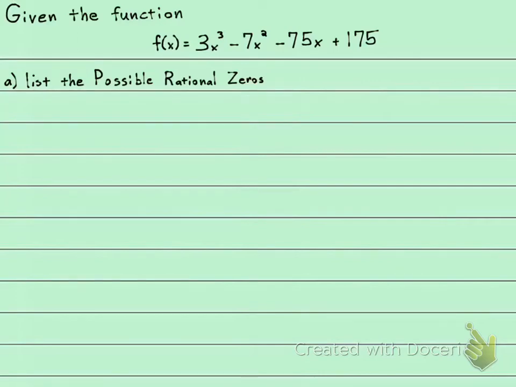Given this 4-term polynomial function, we're going to list all of the possible rational zeros, the PRZ. The way to do that is we're going to make fractions: all of the factors of the constant term over the factors of the leading coefficient. So first, let's find all of the factors of the constant term.